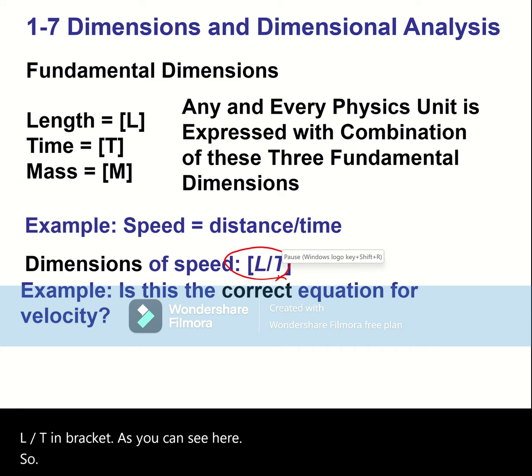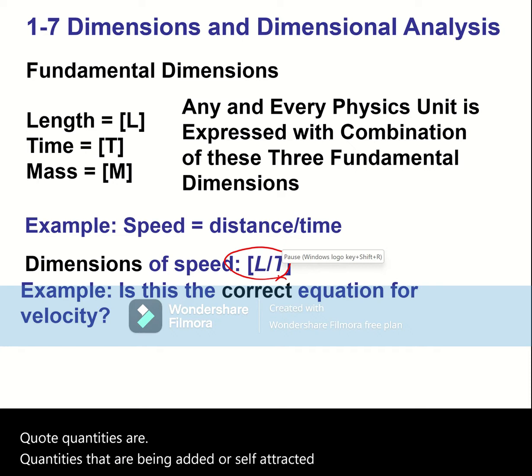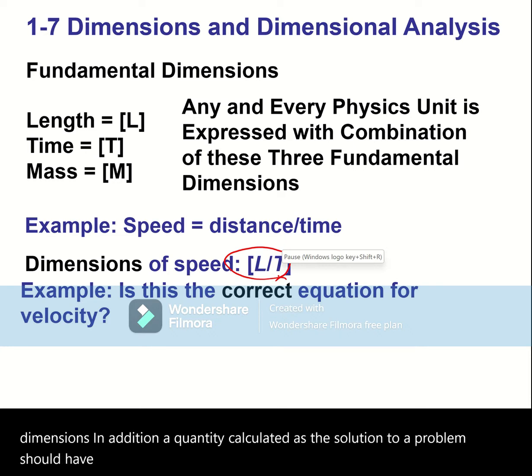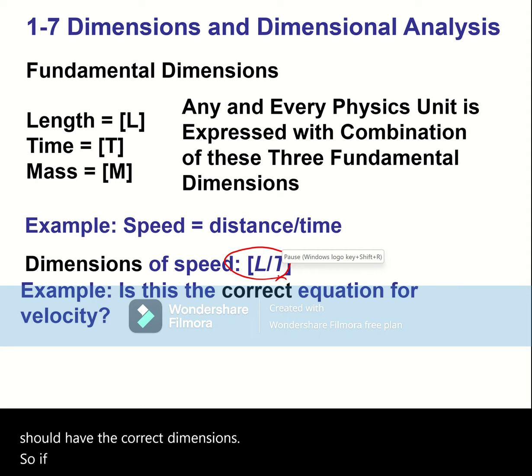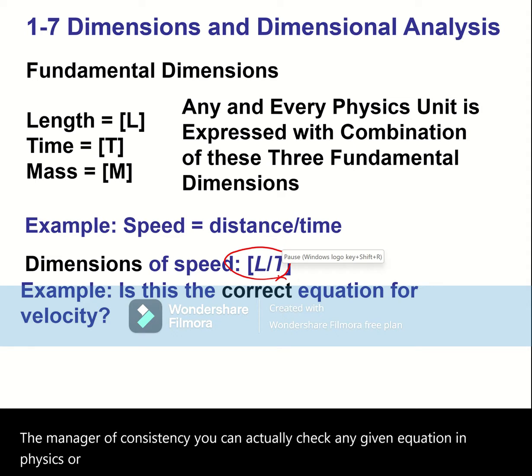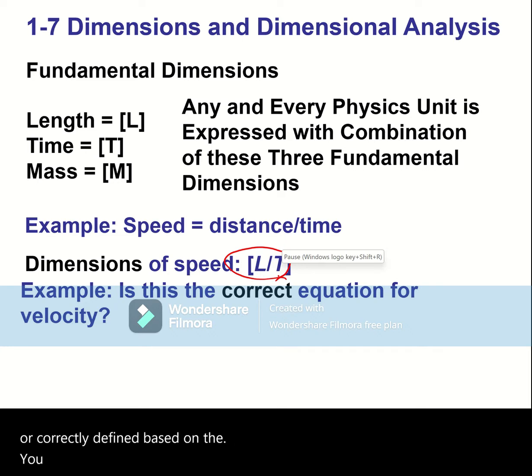Quantities that are being added or subtracted must have the same dimensions. In addition, a quantity calculated as the solution to a problem should have the correct dimensions. So if you use this dimensional consistency, you can check whether any given equation in physics is correctly defined, or whether it is incorrectly defined.